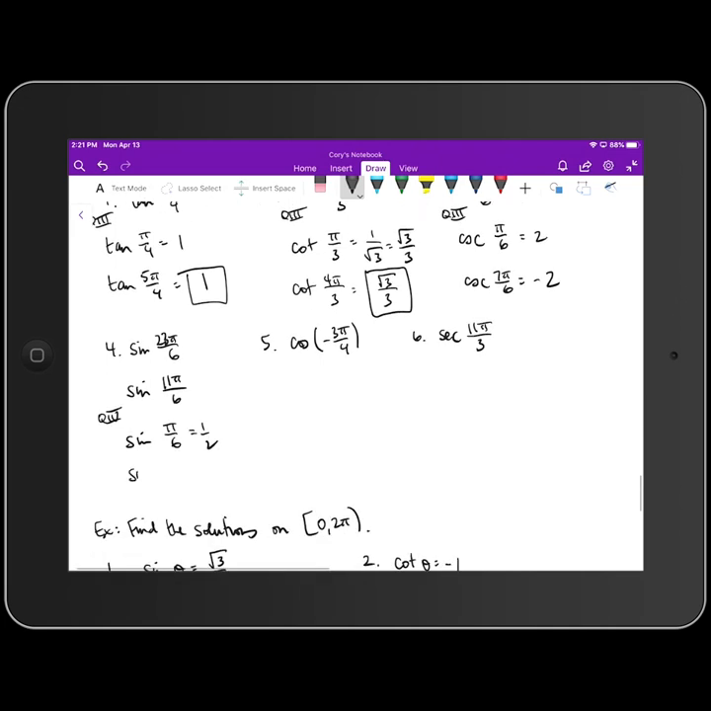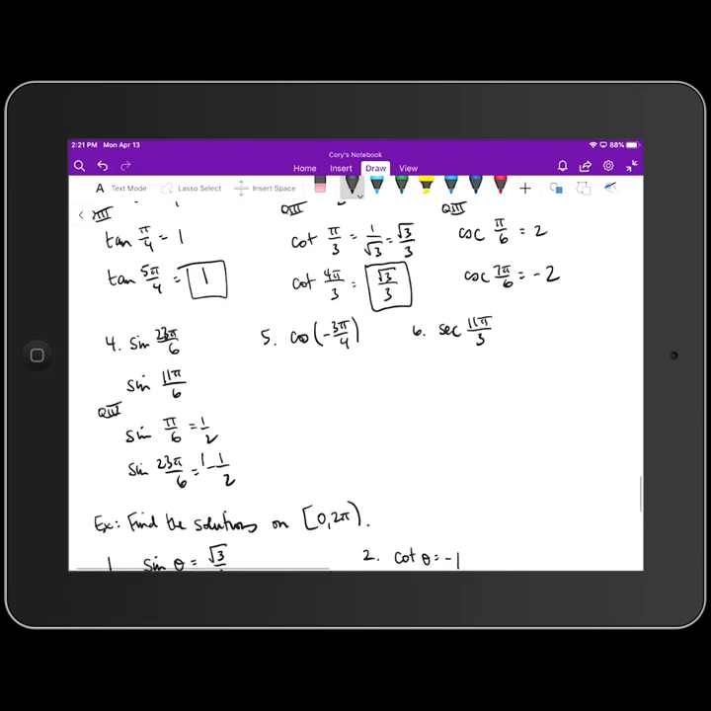So the sine of 23 pi over 6 has that same ratio, 1/2. All students take calculus. Only cosine and its reciprocal secant are positive in quadrant 4. So that's going to be negative 1/2.